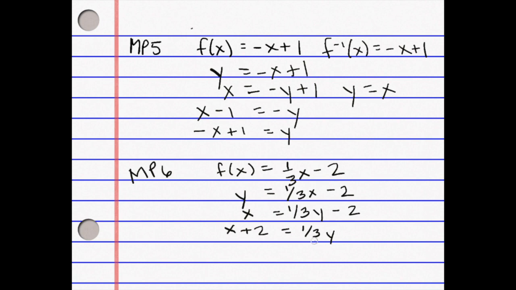And then how do I get rid of this? I'm going to multiply both sides by 3. That's its reciprocal. And that's going to be 3x plus 2 equals y. Oh, sorry, my mistake. Let's go back. 3x, forgot to distribute, plus 6 equals y. Perfect. So that is my inverse function.